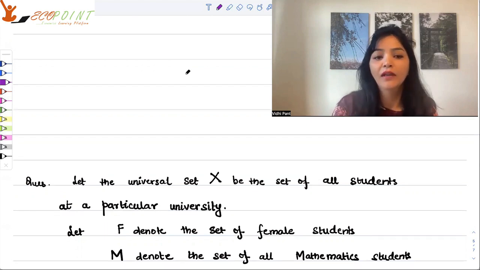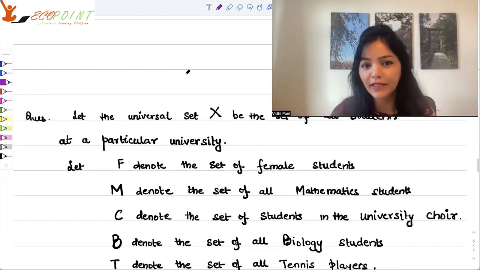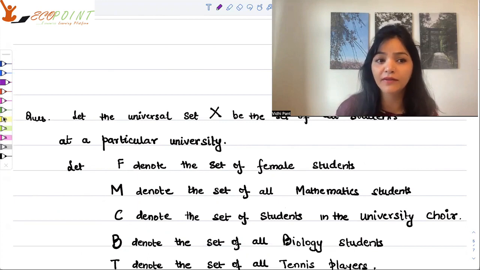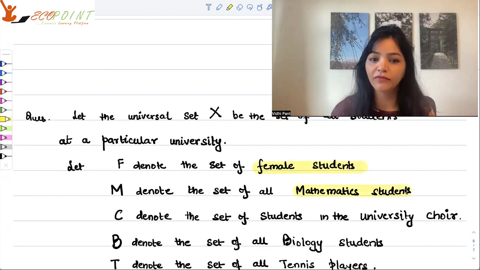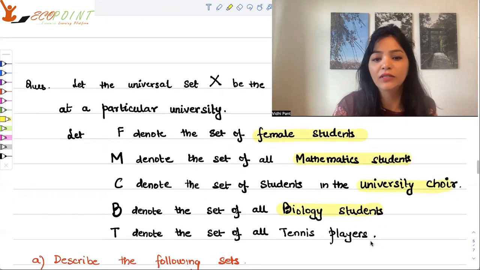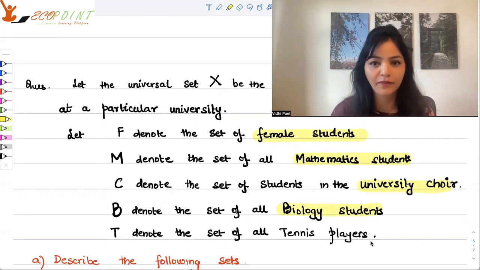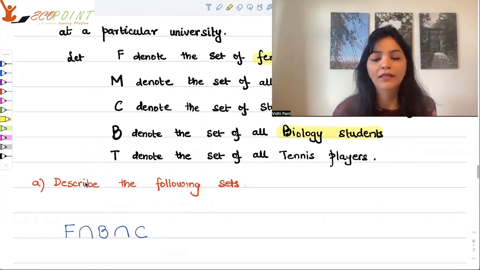Let the universal set X be the set of all students at a particular university. Let F denote the set of female students there, M denote the set of mathematics students, C denote the set of the students in the university choir, B denote the set of all biology students, and T denote the set of all tennis players. Describe the following sets. The first one is F intersection B intersection C.